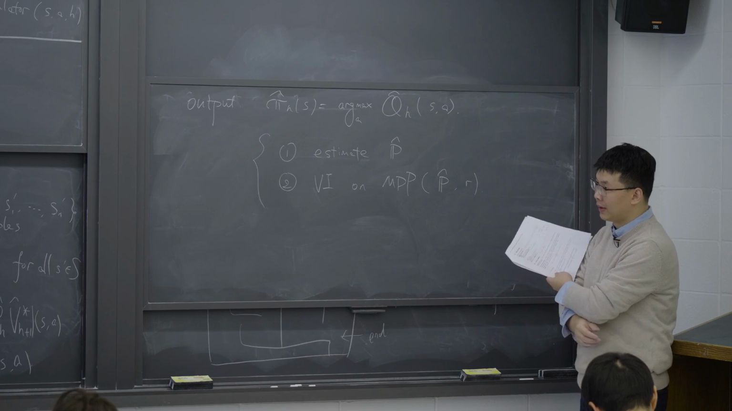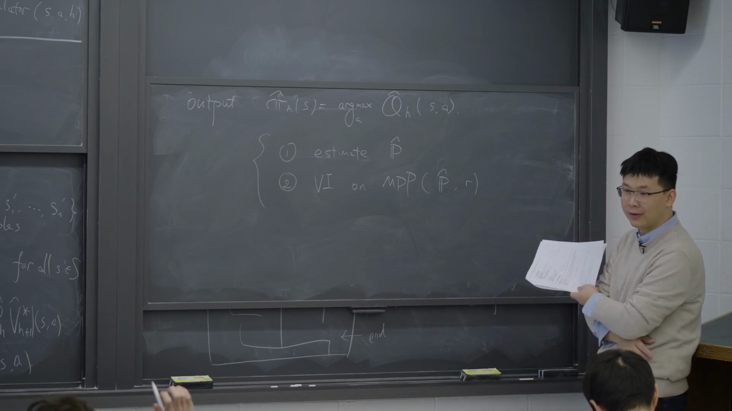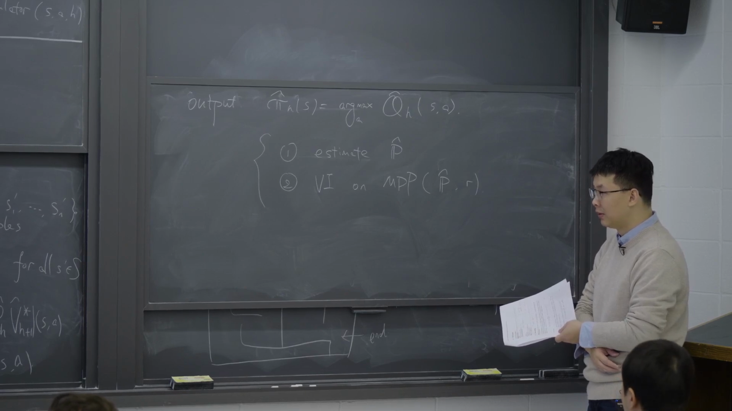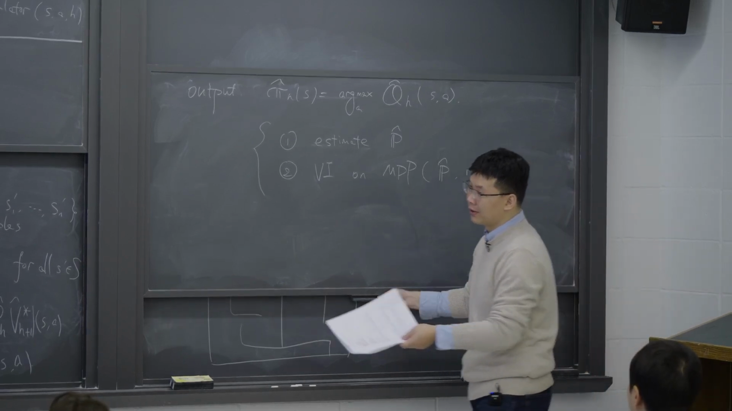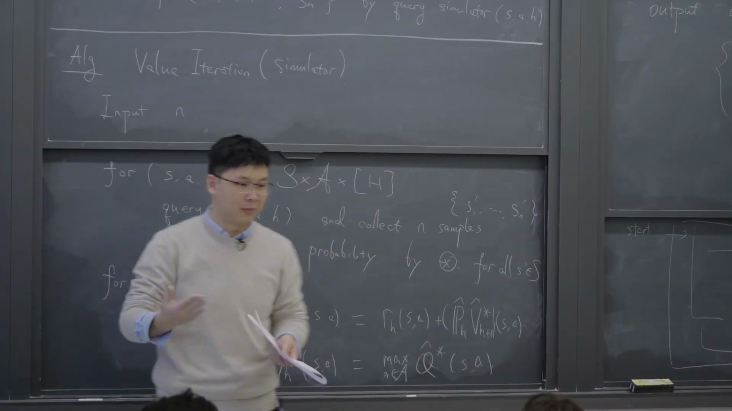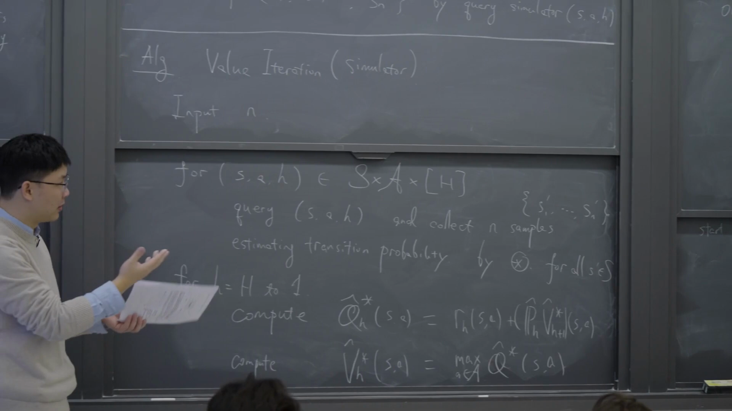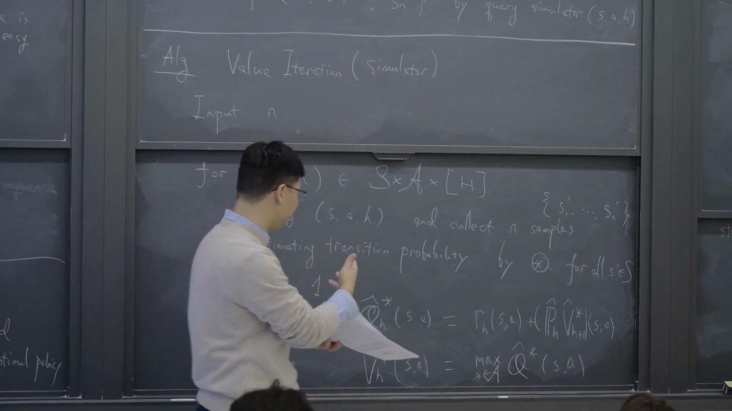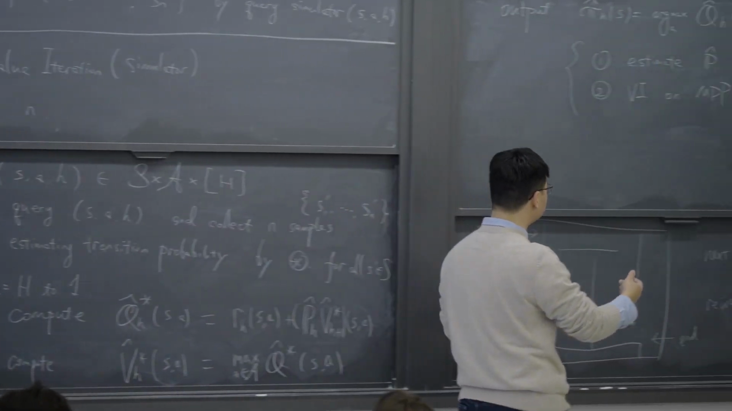Okay. Yes, this is assuming that we know R for sure. I think because we're going to take a sweep over all the state action pairs, you're going to observe the reward at least once. And because we assume it's deterministic, we kind of just know the reward. So I didn't write it here, but you should just collect the reward.